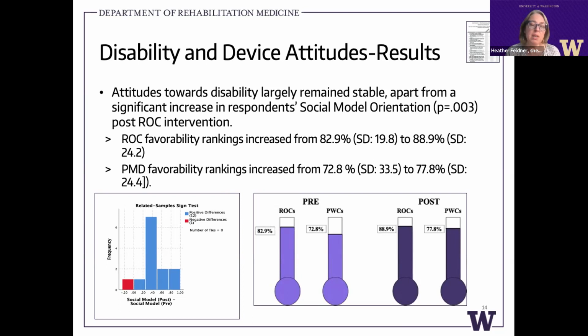And this was interesting because the kids in the study did not have access to other powered mobility devices. They only had access to a ride-on car, yet this experience made their favorability more improved when it came to other powered mobility devices such as wheelchairs. So we found that really interesting.